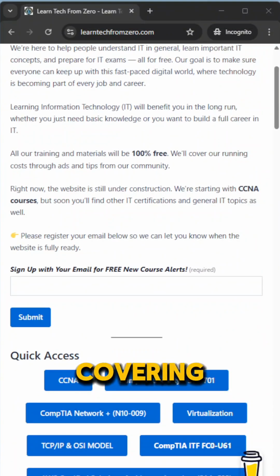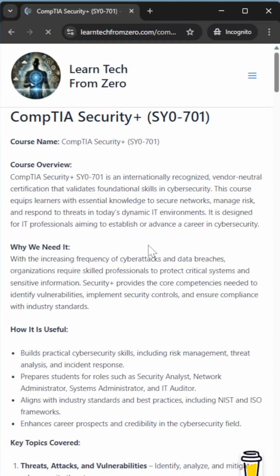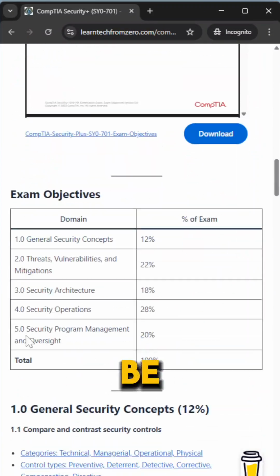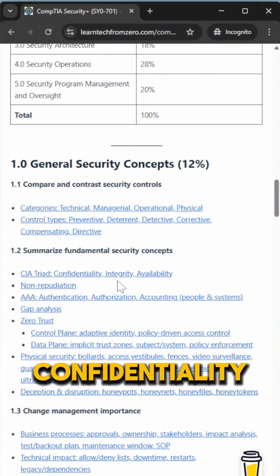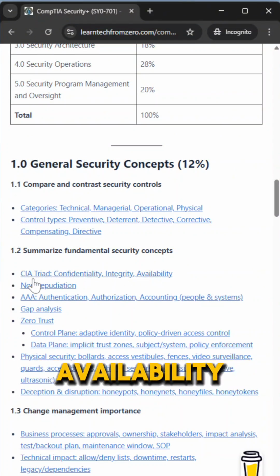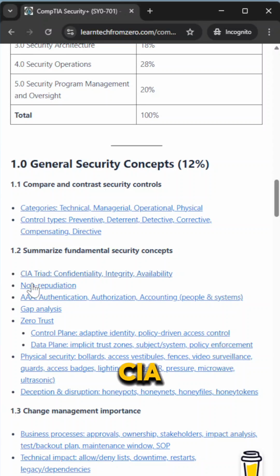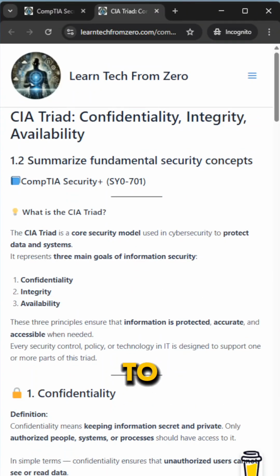Today we'll be covering further CompTIA Security Plus topic. Today's topic will be the CIA Triad: Confidentiality, Integrity, and Availability. That's the full form of CIA, and we'll be starting 1.2. Today we will try to keep it as short as possible.